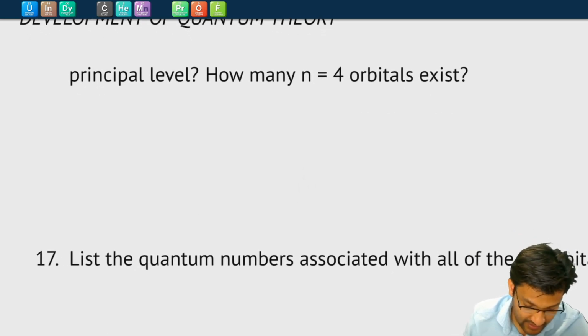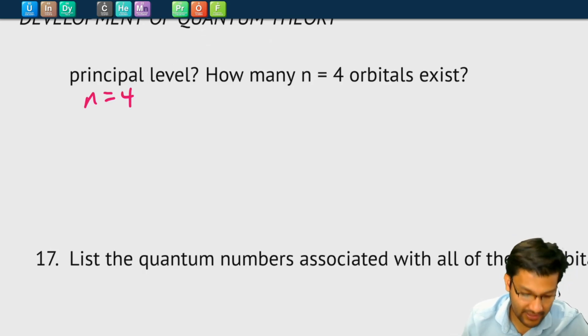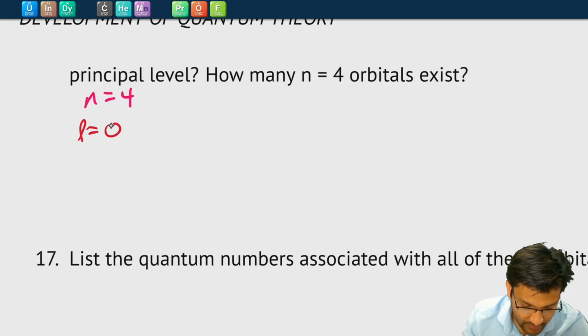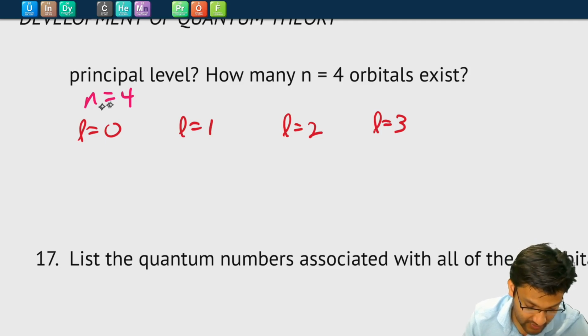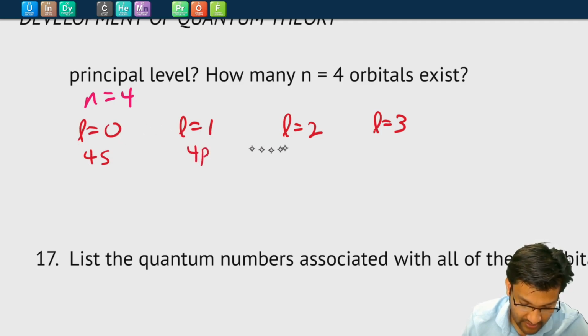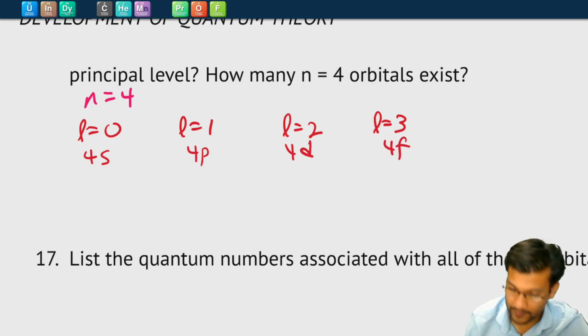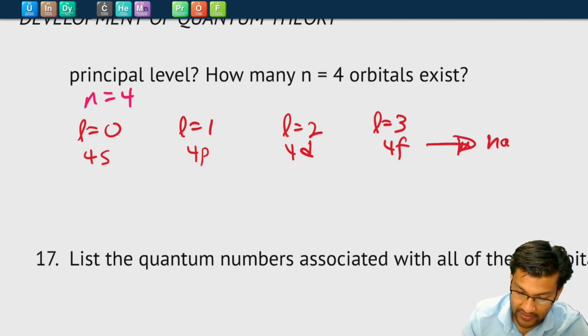Okay, let's figure this out. So if n equals 4, what are all the possible L values we could have? Well, we can have L equals 0, L equals 1, L equals 2, or L equals 3. Those are all the different subshells. And the names for these subshells will just be 4s, because L equals 0 is s. This will be 4p, because L equals 1 is p. This is 4d, and this is 4f. Right, so those are all the names of the different subshells.